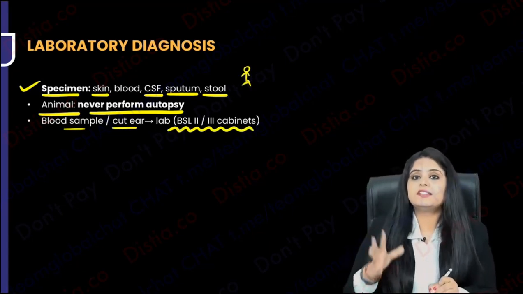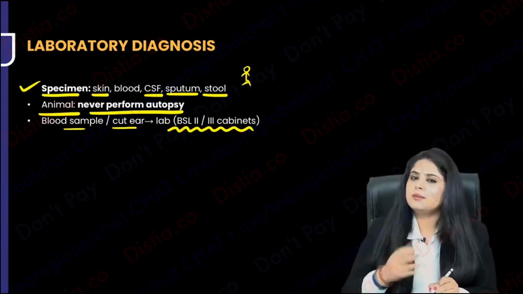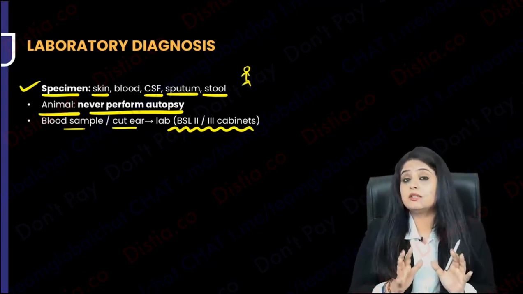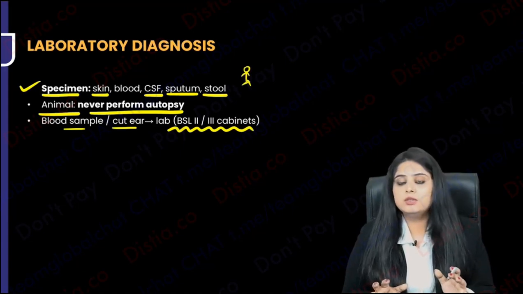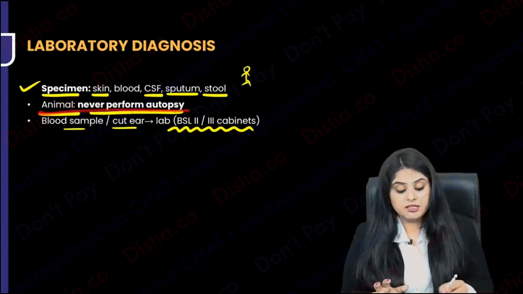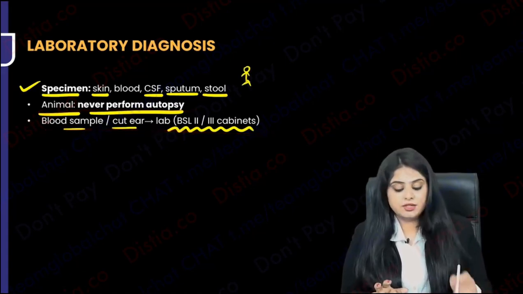We will be studying BSL, biosafety levels, and bioterrorism agents. We'll make a small list at the end. You know, this is a bioterrorism A agent. So this is definitely going to be tested in a BSL 2-3 cabinet. So never ever do the autopsy. You're going to take a blood sample or cut the ear. That's all that you do for animals.